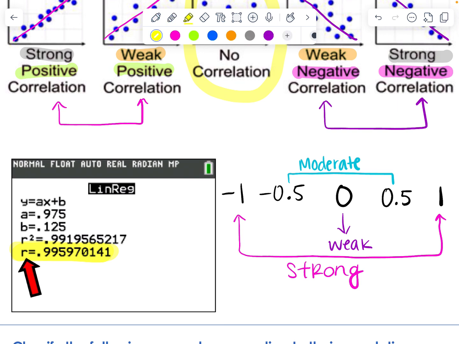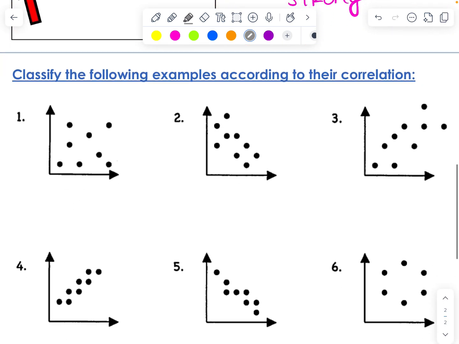Now, we want to notice that these two numbers are our negatives and these two numbers are our positives, with 0 separating them in the middle. Let's take a look at a couple of examples and classify them according to their correlation. We want to use two words, the first being either positive, negative, or none, and our second word is either going to be strong, weak, or moderate.